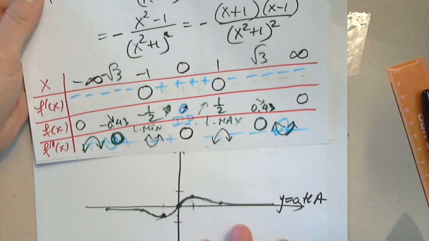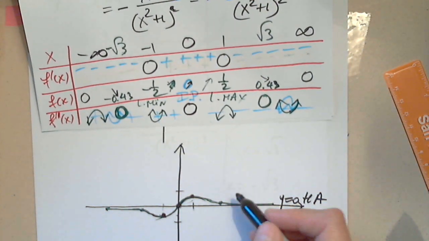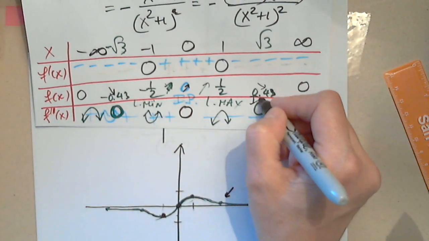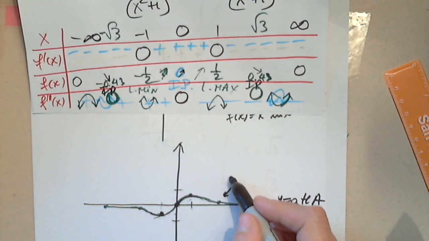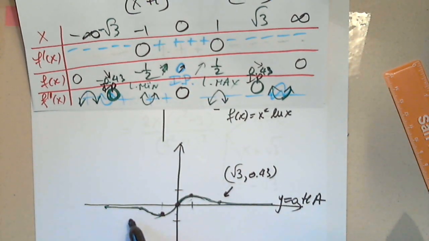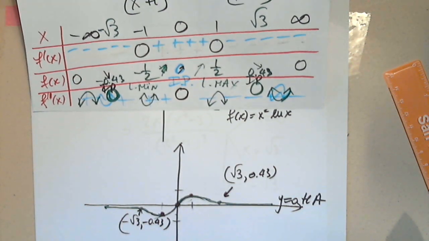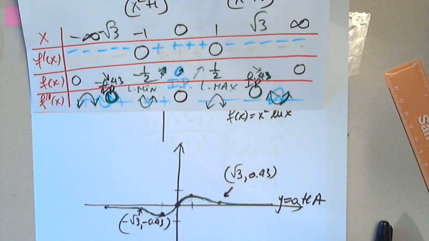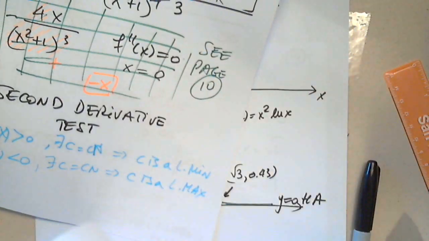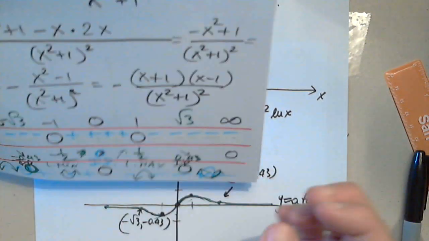And now I can finally graph it, and that's the graph, obviously. And this point is another inflection point at the square root of 3 comma 0.43, and negative the square root of 3, this point, comma negative 0.43. See how, my apologies, so this was my error entirely, of course. So how a tiny, not that tiny, error messed up my chart.